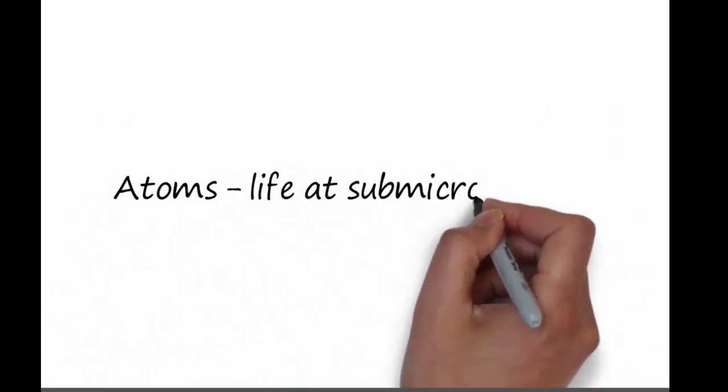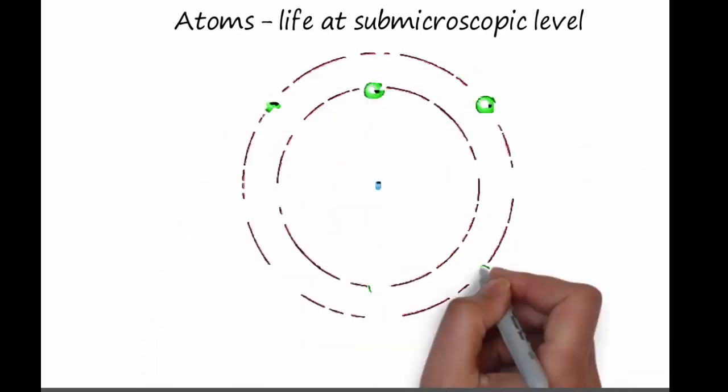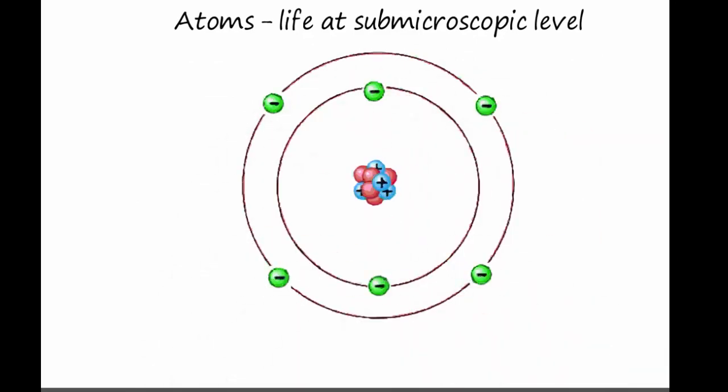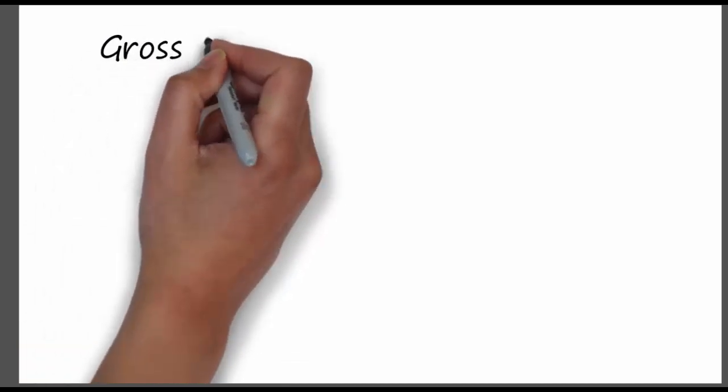You have to remember that life starts with submicroscopic components such as atoms and molecules, which come together to make microscopic components such as cells, which eventually make tissues and finally take enormous forms of life.